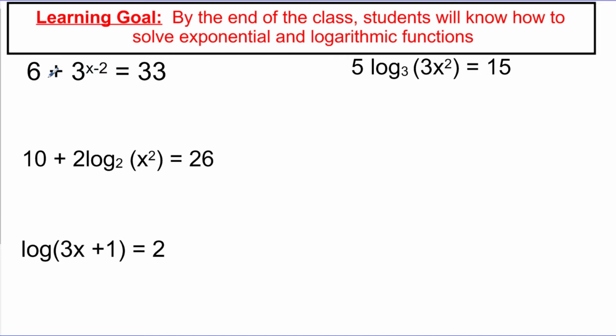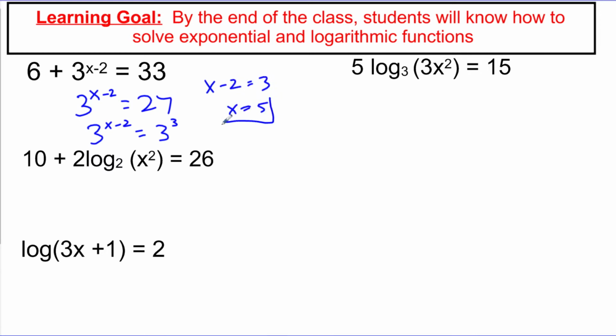So again, this is just to highlight, if you're going to do the 1-to-1 property, if you're going to do log conversions, you want to isolate the exponential or the log. So I'm going to subtract 6 on both sides. This is going to become 3 to the x minus 2 equals 27. And then I can turn 27 into 3 to the third. Now that the bases are the same, x minus 2 has to be equal to 3, and so x has to be 5, right? And that's my answer here.